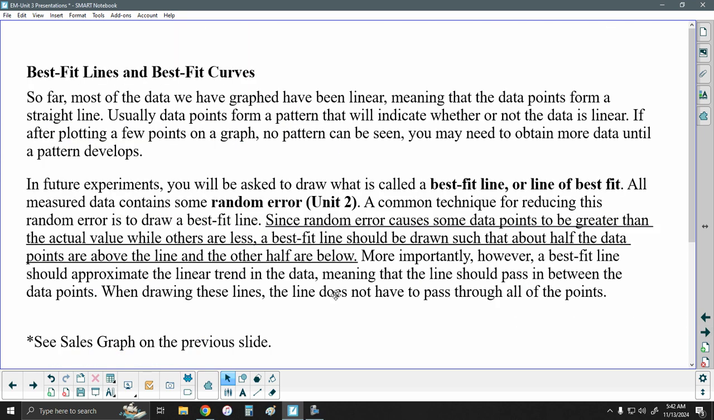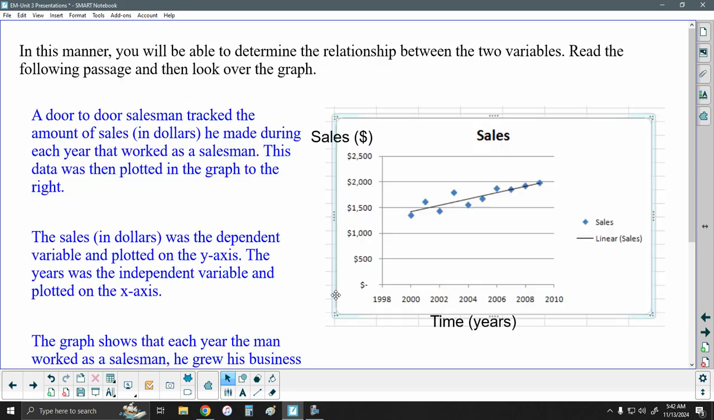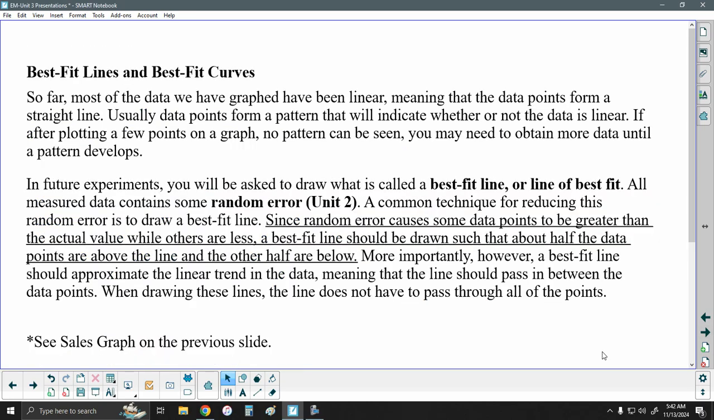Now, if you notice in that graph, I'll go back here for a second. If you notice in that graph, there's a line that goes through the middle of the data. And that's what we're referencing here on this next slide: best fit lines and best fit curves. So far, most of the data that we have graphed has been linear, meaning that the data points form a straight line. Usually data points form a pattern that will indicate whether or not the data is linear.